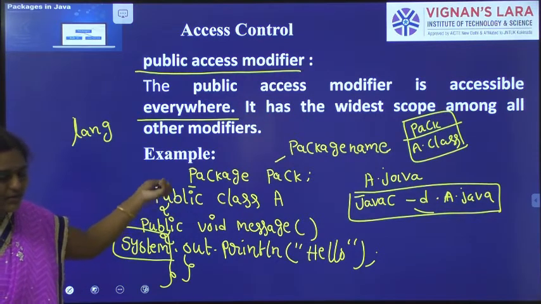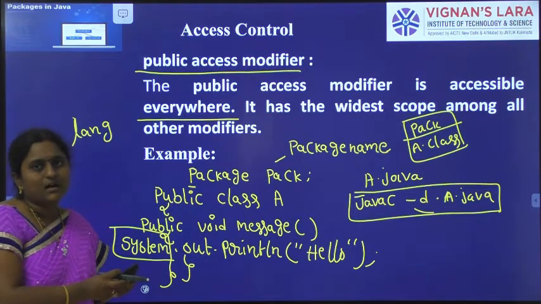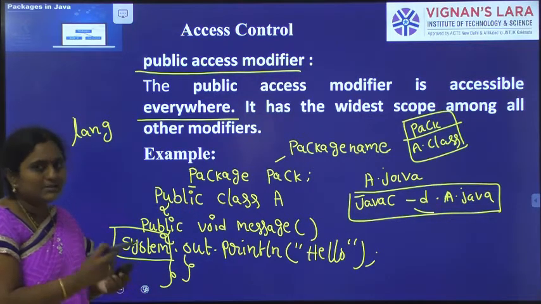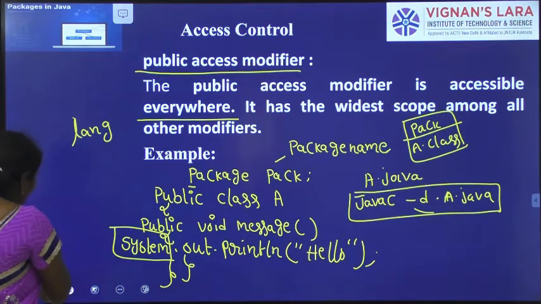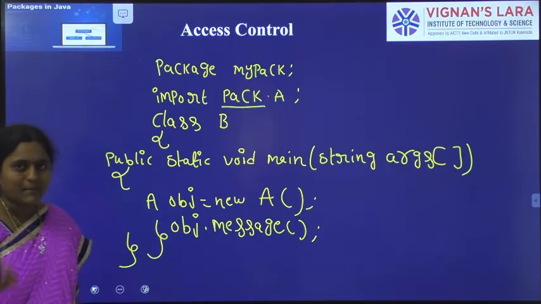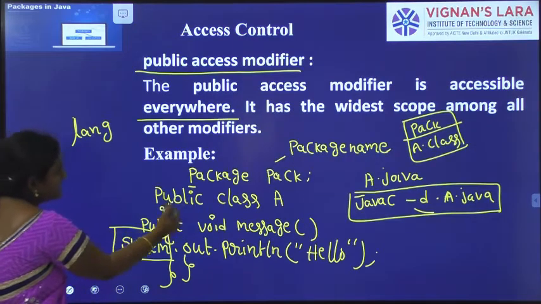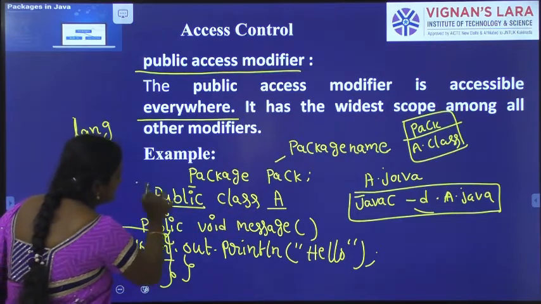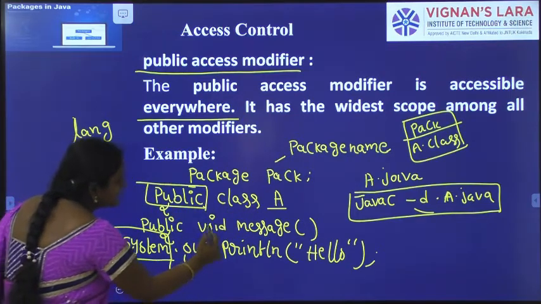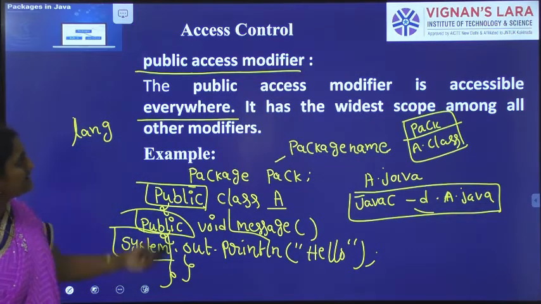After compilation, compiled code is generated. An A dot class file will be generated. Next, if you compile and run this program, because the message method is public and A class is public, it works. What is the scope of the public A class? What is the scope of the message method? It is also public. Public means everyone can access it.